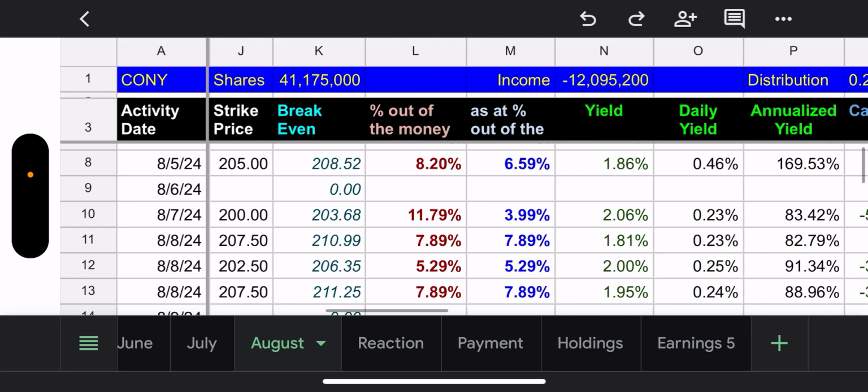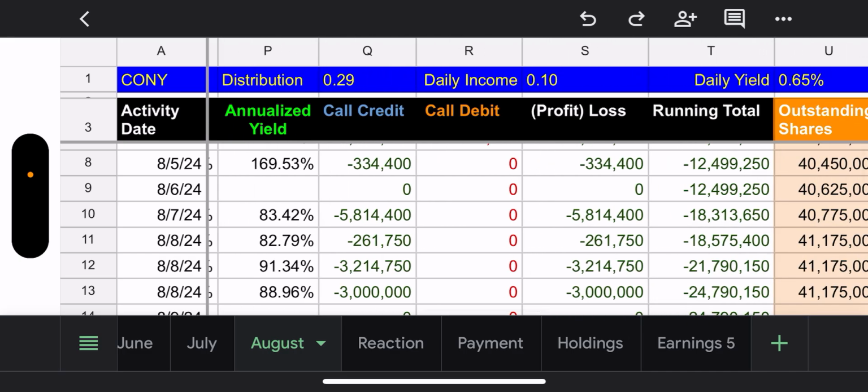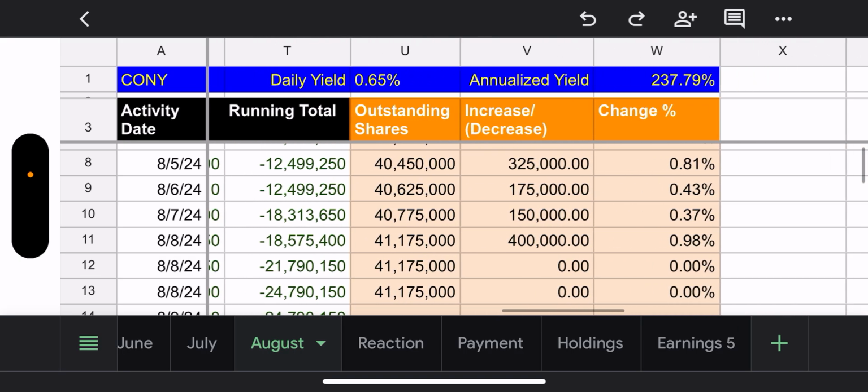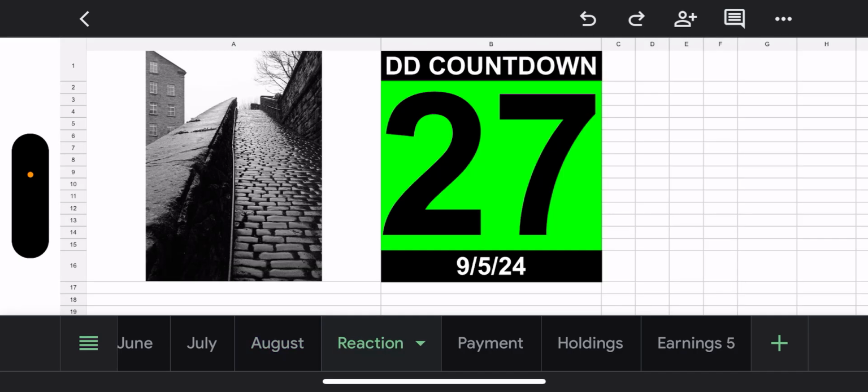30-day IV, 74%. Outstanding shares, 41,175,000. Here we go. We got some income, $12 million. Distribution, 29 cents. Daily income, 10 cents. Daily yield, 0.65%. Annualize that sucker, 237%.